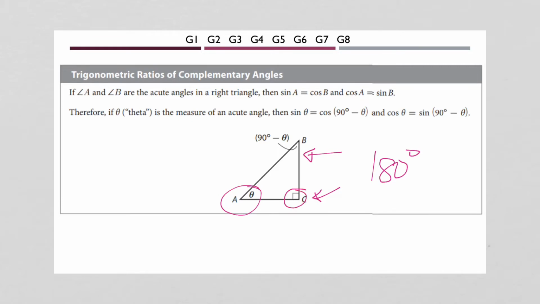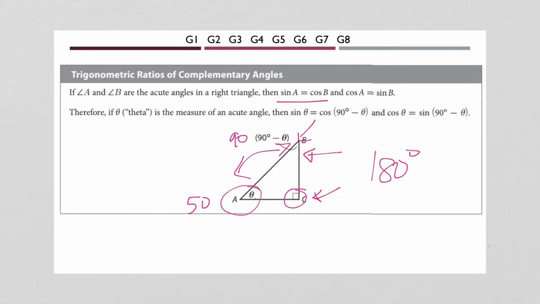So if this is 90, that means that between these two, they have to give you the other 90, because 90 plus 90 is 180. So if this one was, let's say, 50, then this angle would be 90 minus 50, which is 40. So that's all they mean here by the trigonometric ratios of complementary angles.